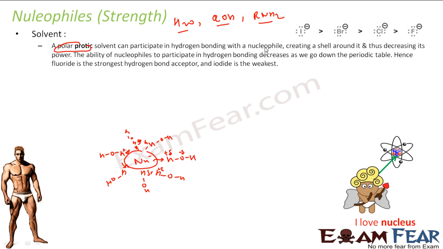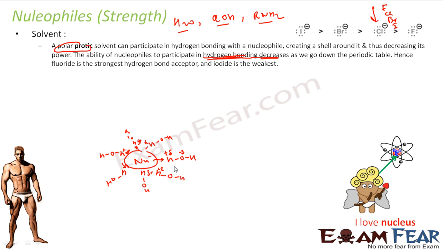Correct? And why? Because the ability to participate in hydrogen bonding decreases as we go down the group. These are all fluorine, chlorine, bromine, iodine, elements of the same group. So what I'm trying to say here is, if you go down the group, the tendency to form hydrogen bond decreases. Fluorine has the maximum tendency to form hydrogen bond, so fluorine is trapped the most, and iodine is trapped the least.